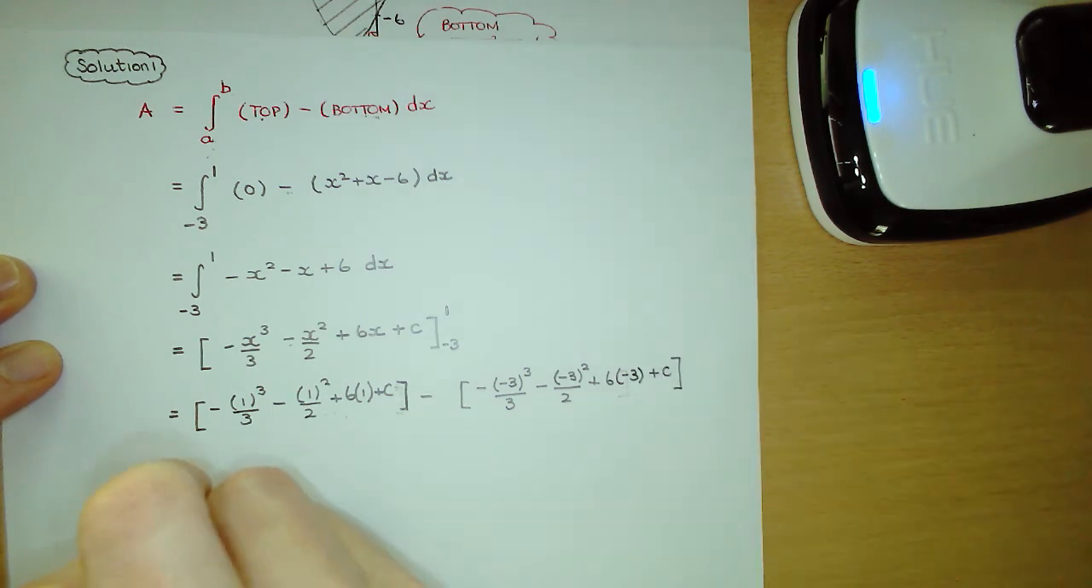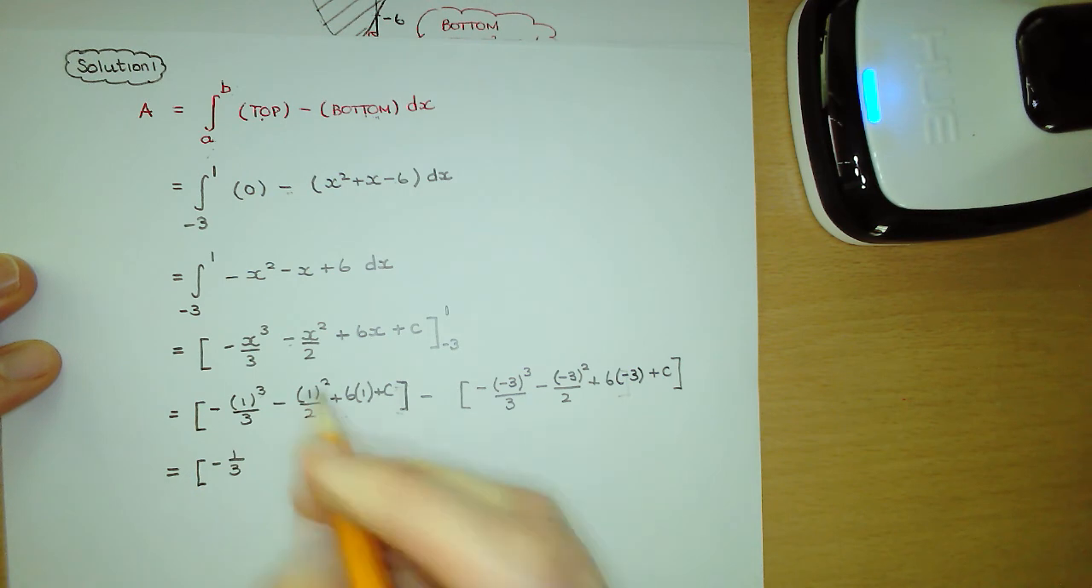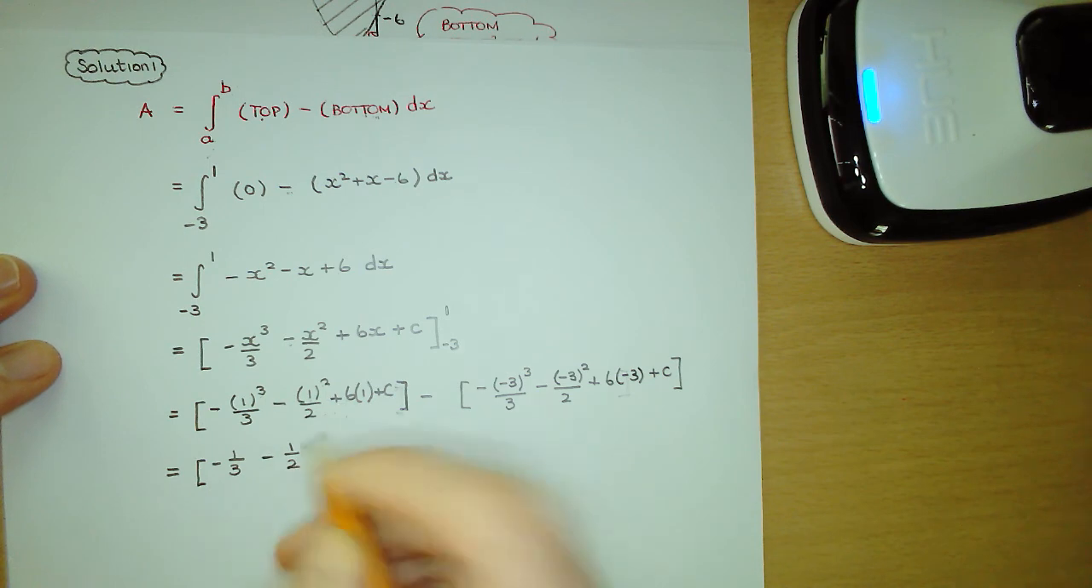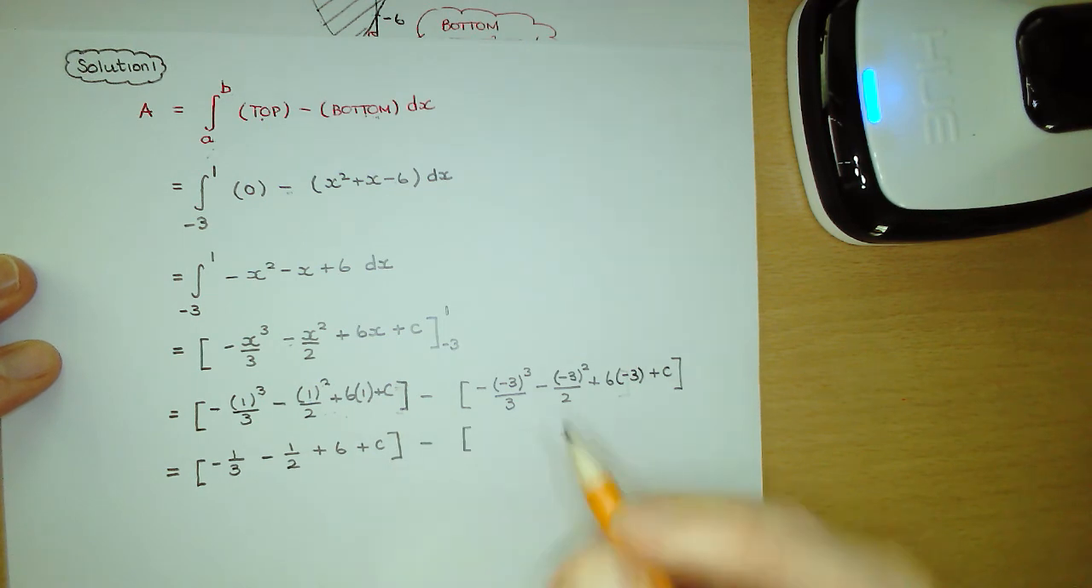Okay, so what we're going to do now is tidy up each square bracket and get it into a single numerical value plus a constant. So 1 cubed is 1 over 3, so we're left with minus 1 over 3 here. Again, 1 squared is just 1, so don't forget about this minus. We're going to have minus 1 over 2. 6 times 1 is plus 6, plus c. Close that square bracket, copy down the minus, open up the second square bracket.